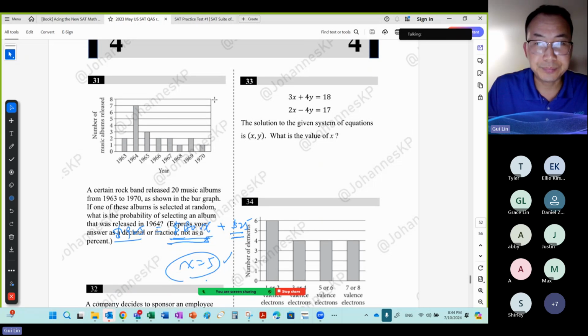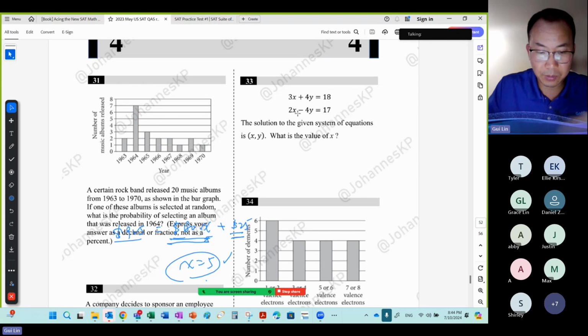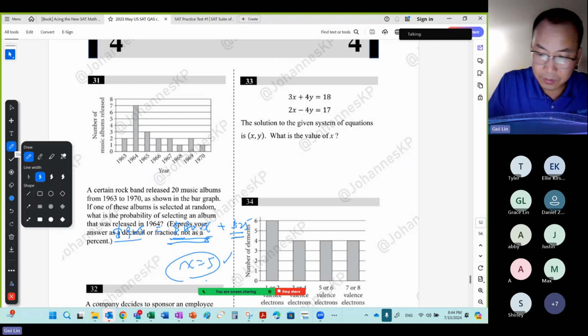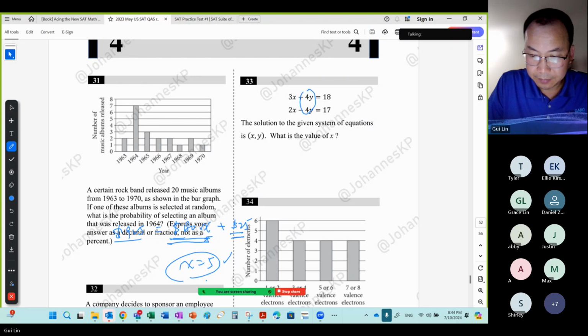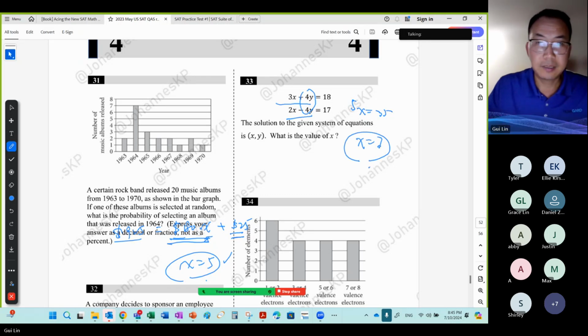Right, 33. Linear system. The solution of the given system is x, what's the value of x? You can do this in many ways. You can see the y part here is opposite to each other, so we can do addition or elimination methods. You get 5x, left plus left becomes 5x, and the y here disappears, right? The right part is 35, right? So x is 7. So that's a really easy question. I believe you guys can do it.